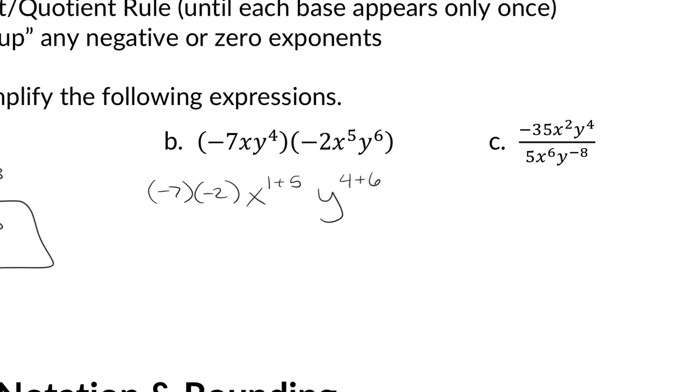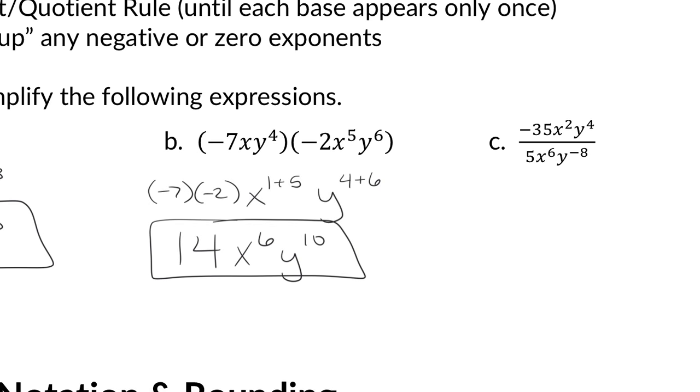The regular numbers act like regular numbers. -7 times -2 is 14. This becomes x to the 6th, y to the 10th. In these first two examples, are there any more questions, comments, and or concerns?